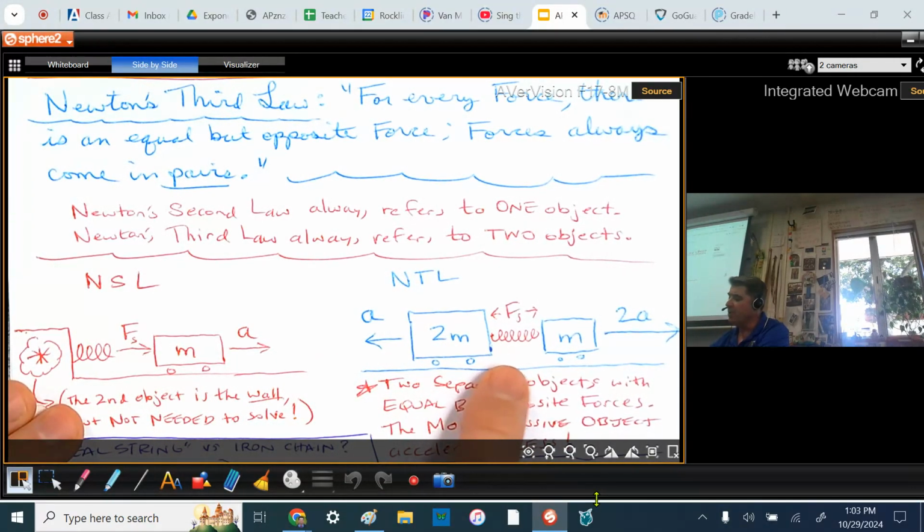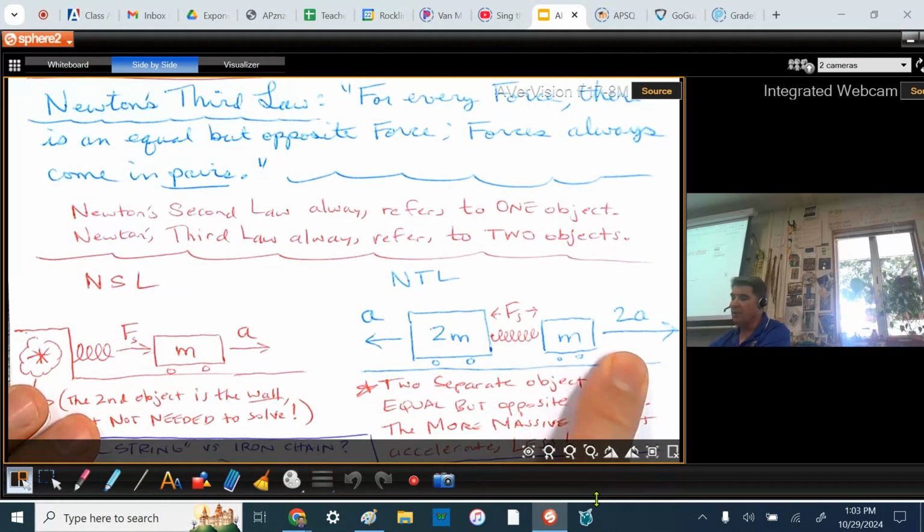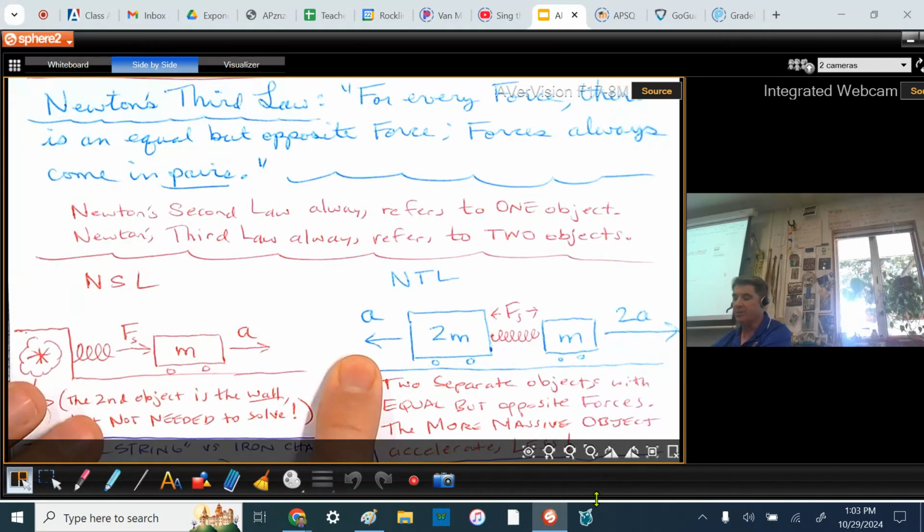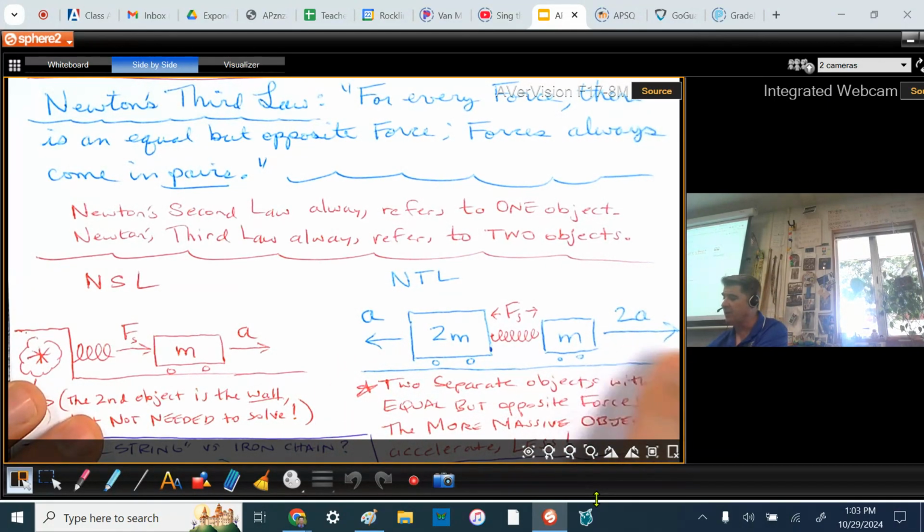The force of the spring on this mass is the same as the force of the spring on this mass. So the forces between them are the same, but since there's two objects, this one has a smaller mass, it will accelerate more, and this one has a larger mass, it will accelerate less. So this says 2 times the mass, 1/2 the acceleration. This says 1/2 the mass and twice the acceleration. And that's how Newton's third law works.